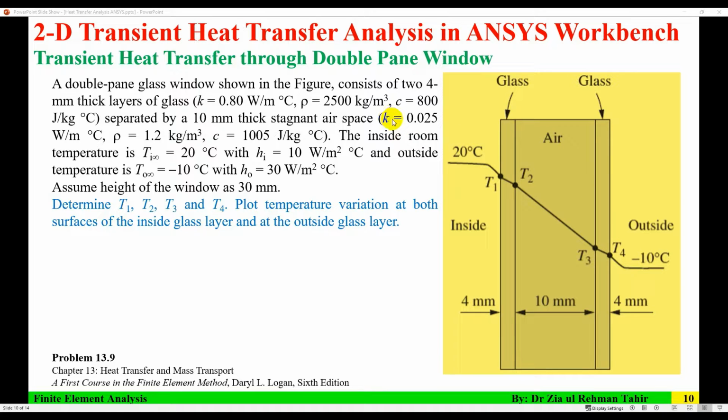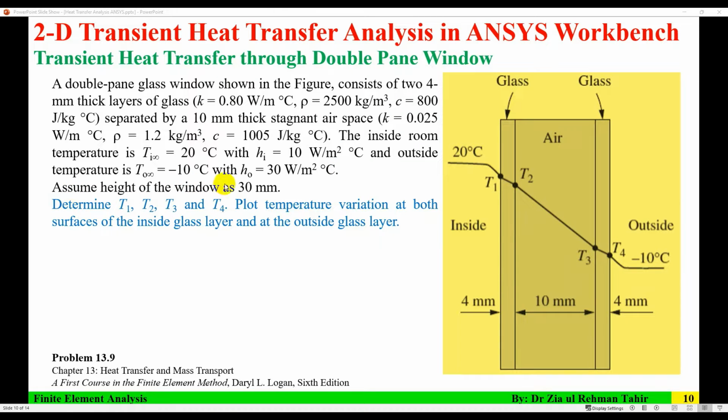Thermal conductivity of air is 0.025. Density is 1.2. Specific heat capacity is 1005. The inside room temperature is Ti infinity, 20 degrees Celsius, with Hi 10 watt per meter square per degree Celsius. So the convective heat transfer coefficient for inside air is 10, and the outside temperature T o infinity is -10 degrees Celsius, and the convective heat transfer coefficient for outside is 30 watt per meter square per degree Celsius.